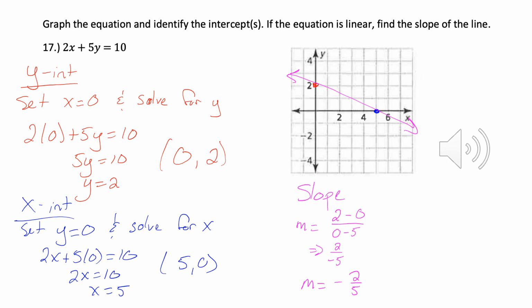Then it also said to find the slope if it's linear, so we used our x-intercept and our y-intercept as our 2 points and used the slope formula to find the slope of the line is -2/5.